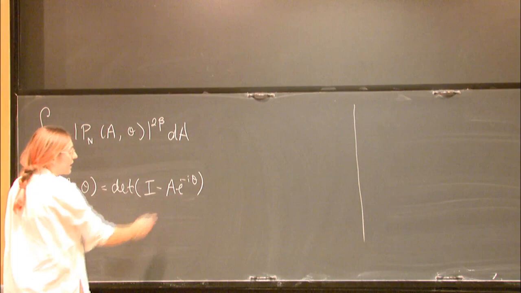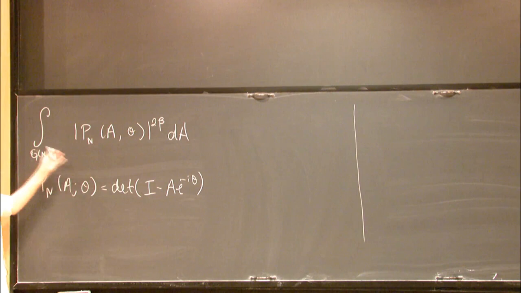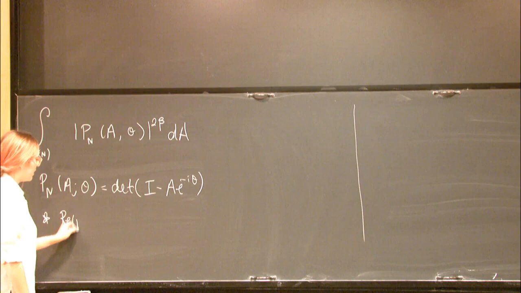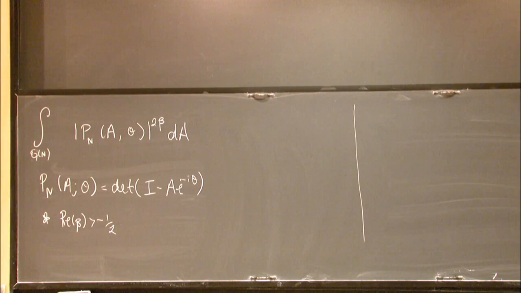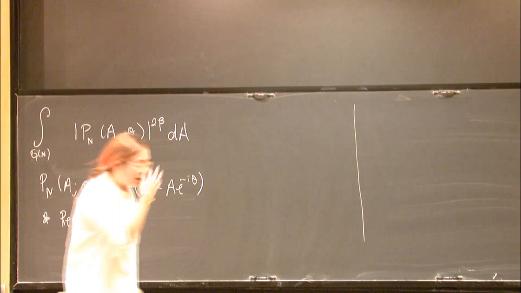So you think about theta being real. Then this would be a moment. You could take beta complex, but to make sure the problem is integrable, stay away from minus a half. These moments were addressed in the work of Keating and Snaith.